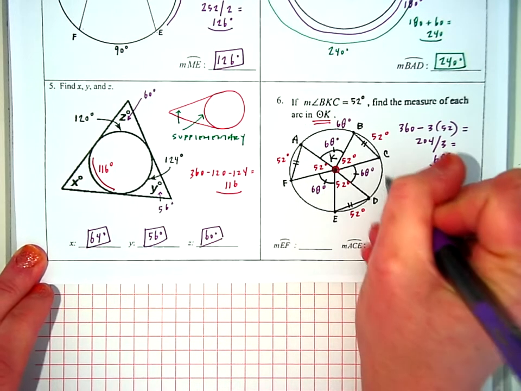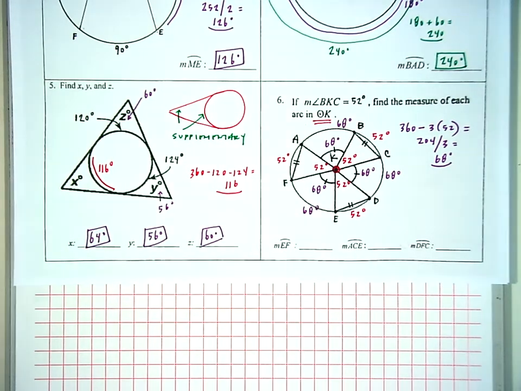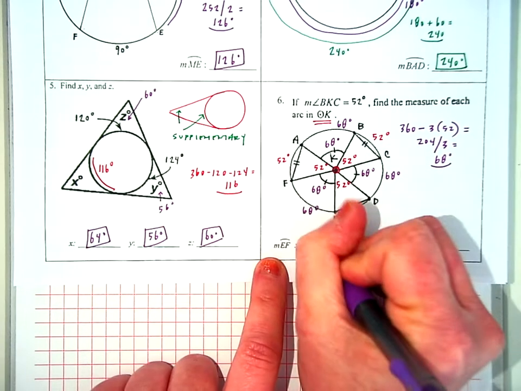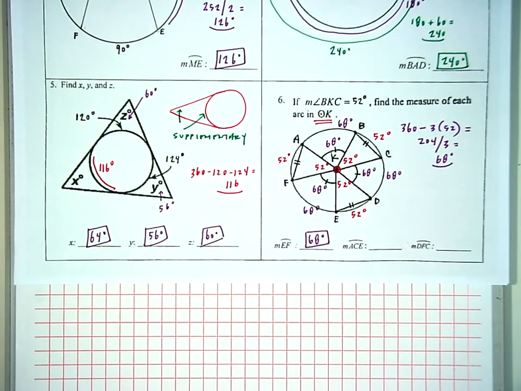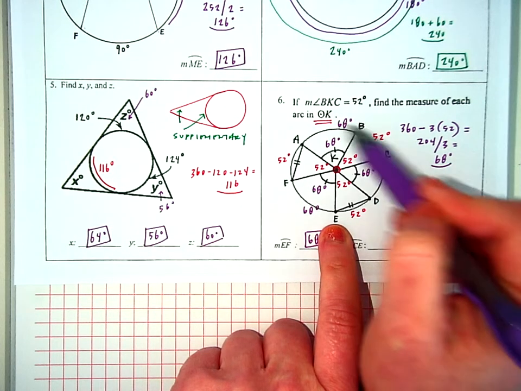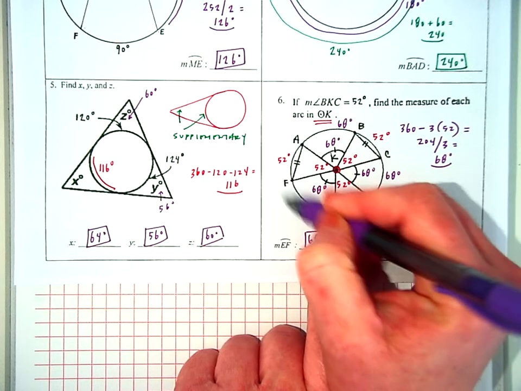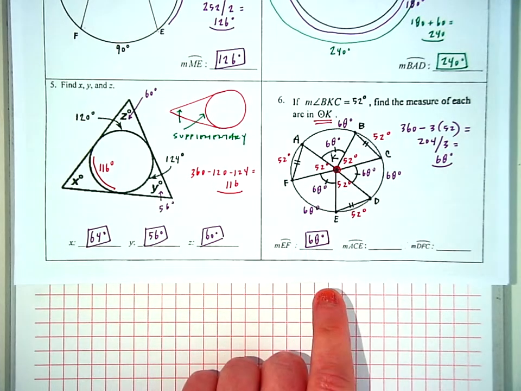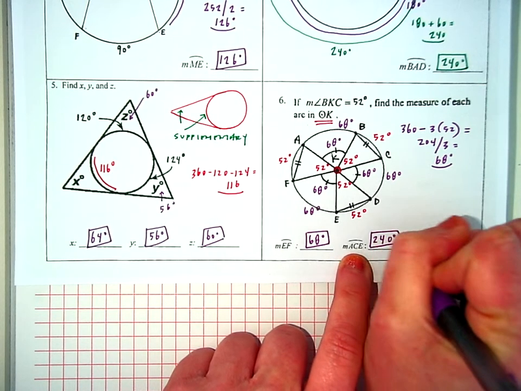And all of their arcs must match also. So I have 68 degrees here, here, and here. All right, so now I'm asking for the measure of arc EF. That notation tells me minor arc, so right here would be 68 degrees. Okay, ACE, a major arc, from here to here. I could add all these up and get 240, or I could subtract here and here from 360 and get the same, 240.